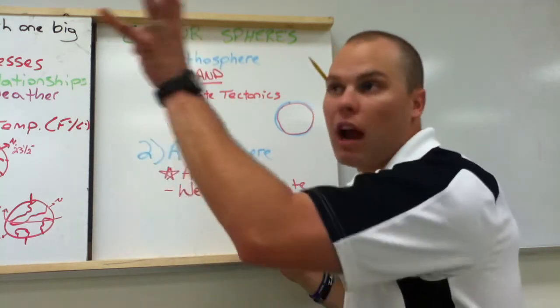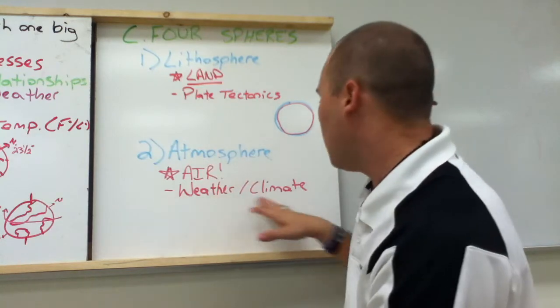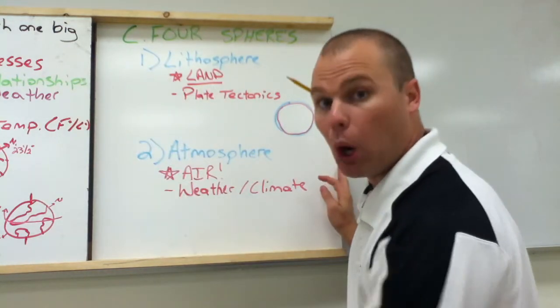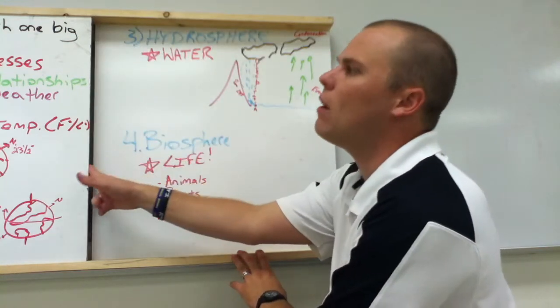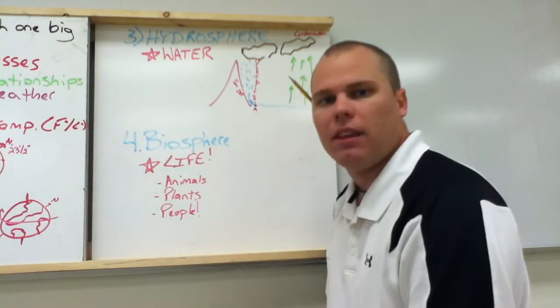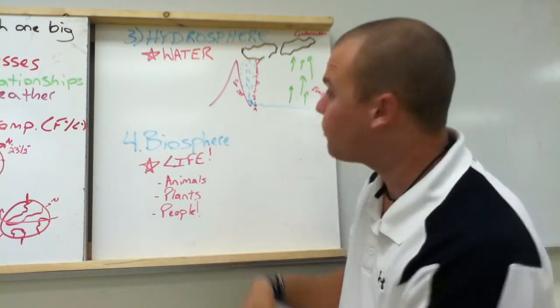So weather patterns are happening in the air. Okay? Climate happens in the air. Birds are flying in the air. It's the gases that surround and envelop the Earth.